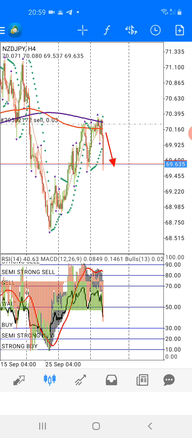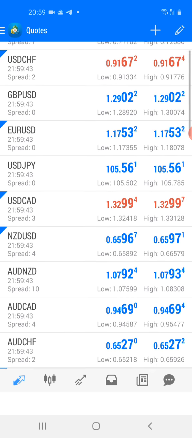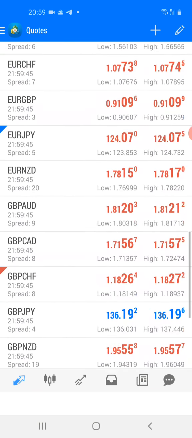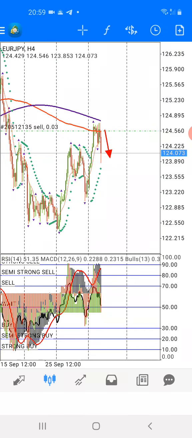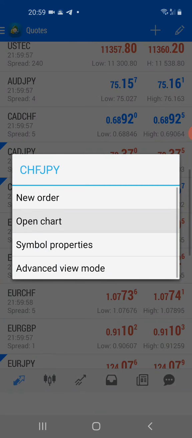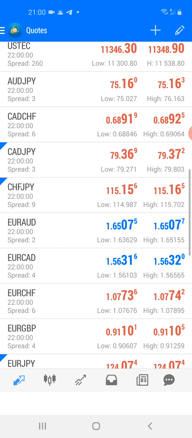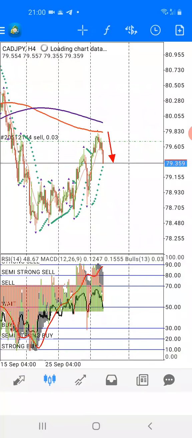But for now, just take a look at what is happening in the market. This is Euro JPY. This is Swiss franc JPY. This is CAD JPY.